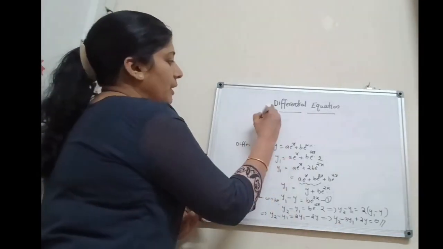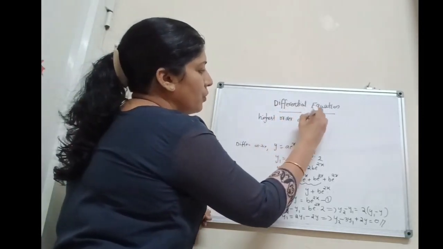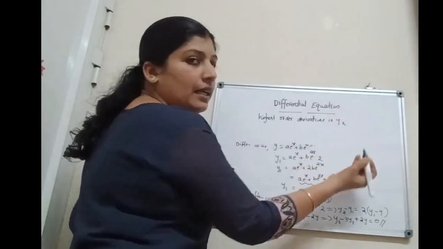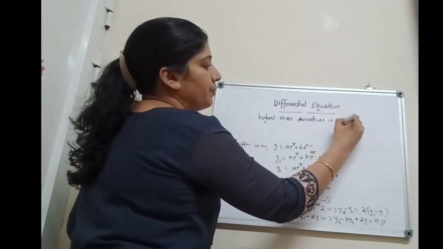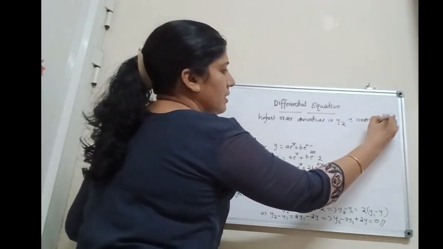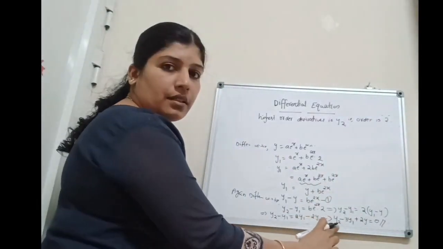Here the highest order derivative is what? The highest order derivative is y2. y2 means d square y by dx square. That is, the order is 2. Next, what is the degree of this differential equation?